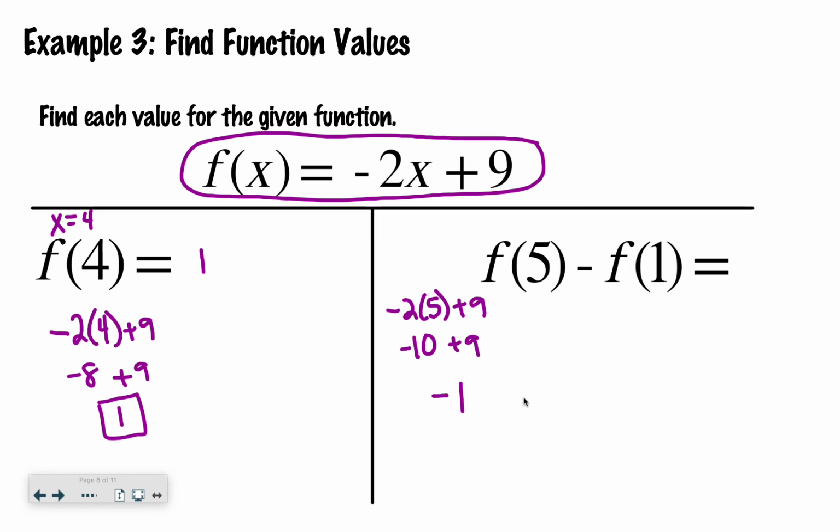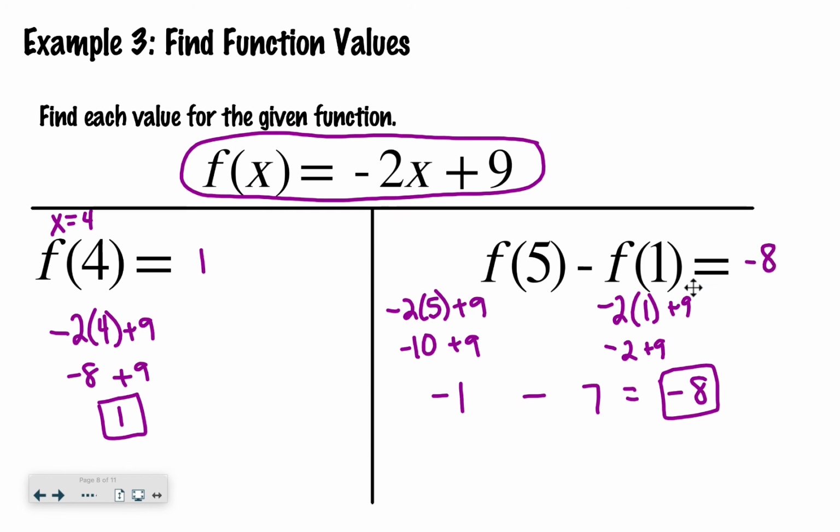Then if I carry down my subtraction symbol and I do negative 2 times 1 plus 9, that's negative 2 plus 9, which is 7. So negative 1 minus 7 is negative 8. So that would be my answer.